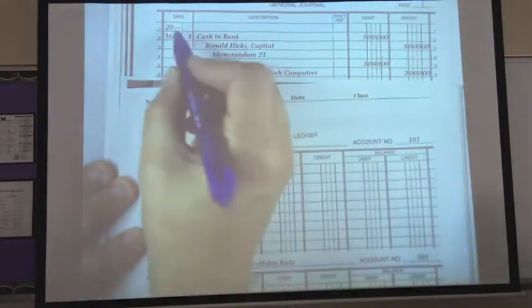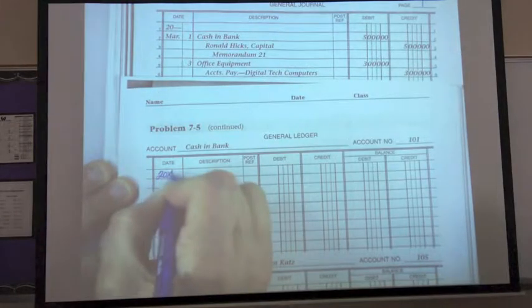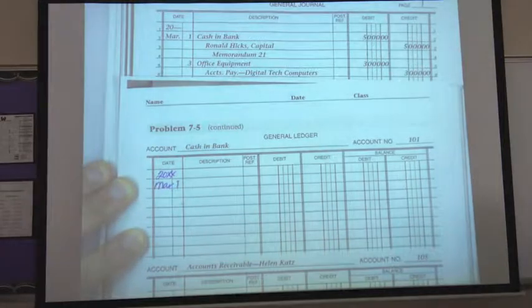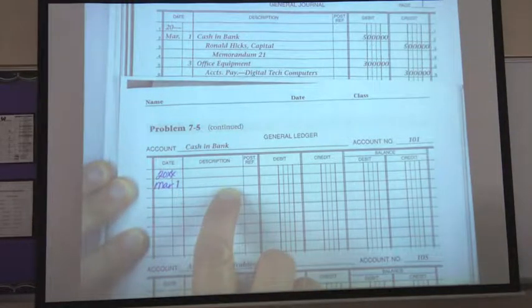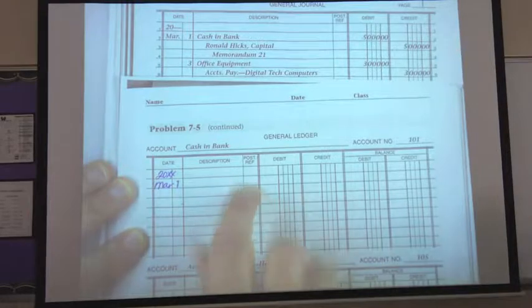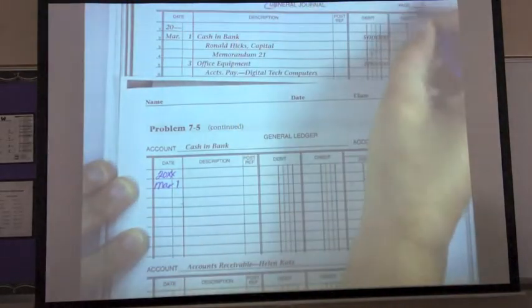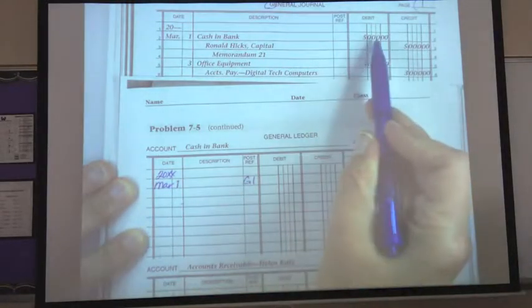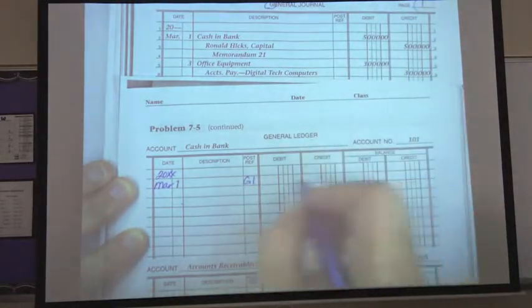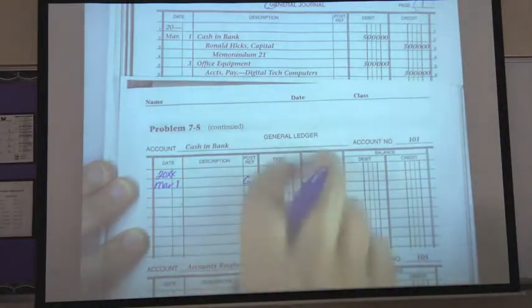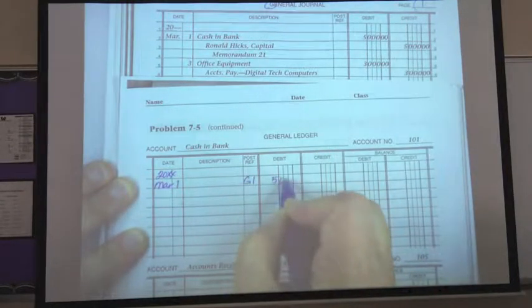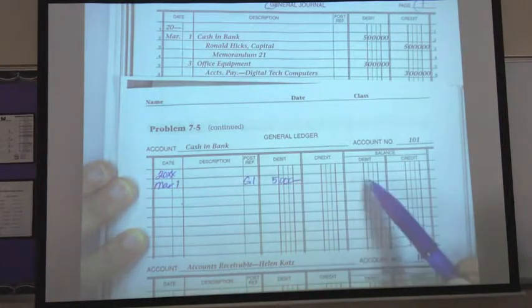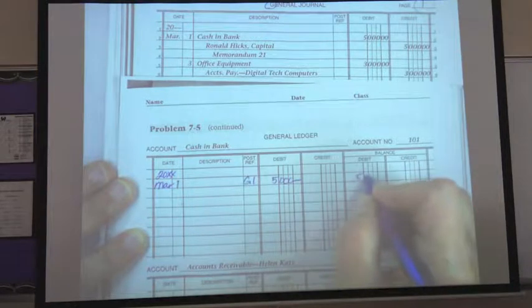I'm going to have both of them kind of handy here. And we're going to start with our date. You have to actually put the year in. Start with March 1st. Remember, you can skip the description, but we have to say where we got it from. We got it from General Journal, page 1. So G1. We deposited $5,000. So this is our transaction. We'll write 5,000 on the debit side. And then we take our balance, add the 5,000. We're left with 5,000 in cash.